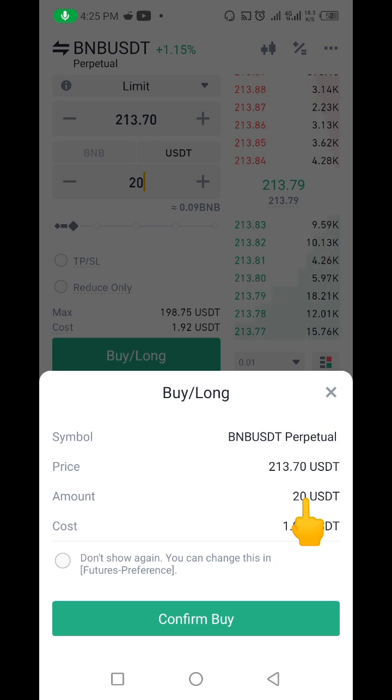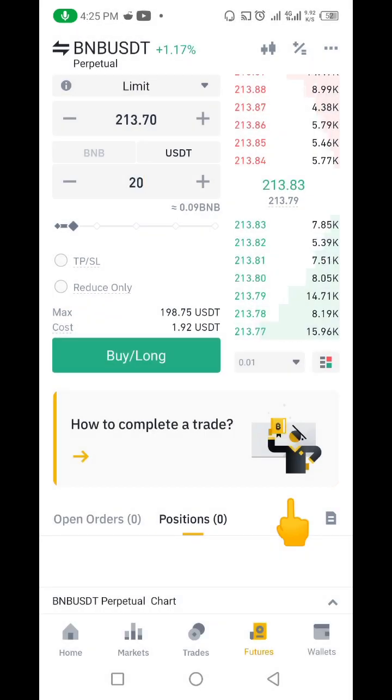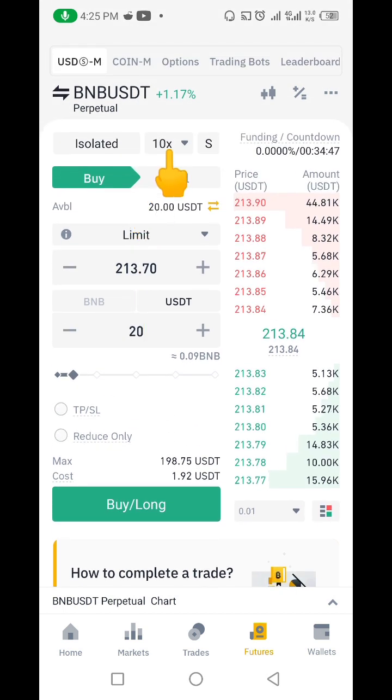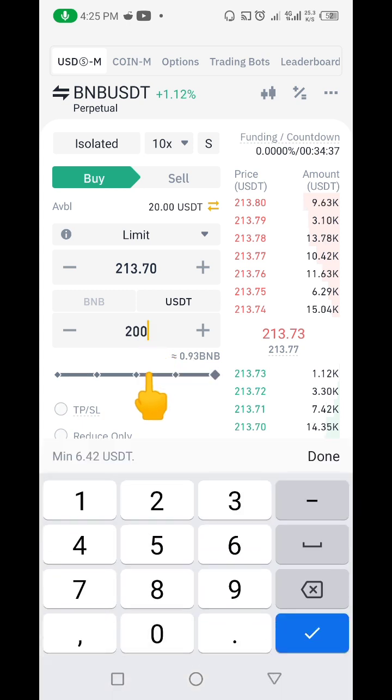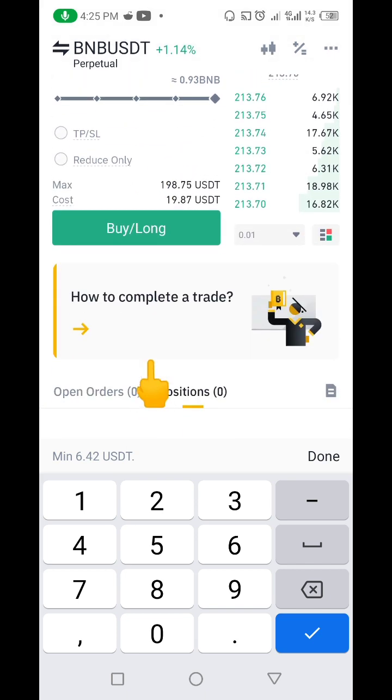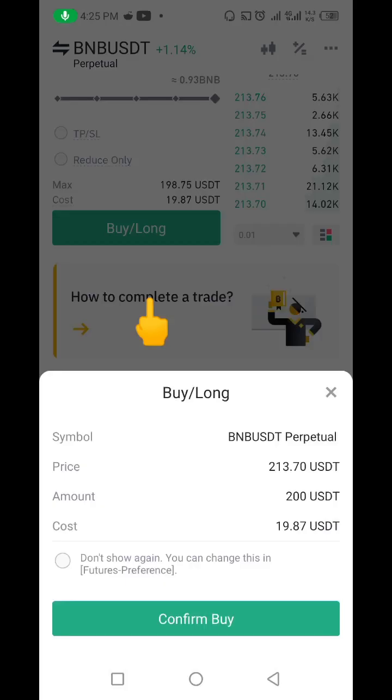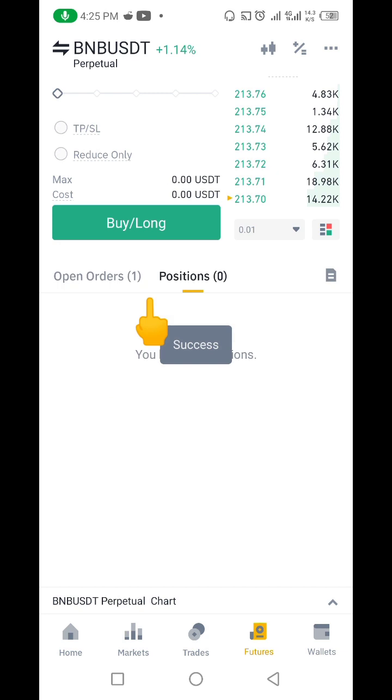Okay, so I'm buying with $20. Now, I'm not going to be putting $20 here on the price, because remember I talked about leverage. This is times 10 of my $20. So 20 times 10 is going to be $200, right? So I'm going to put in $200. I'm buying this market with $200. Then I'm going to come down and click on buy, and confirm the buy.